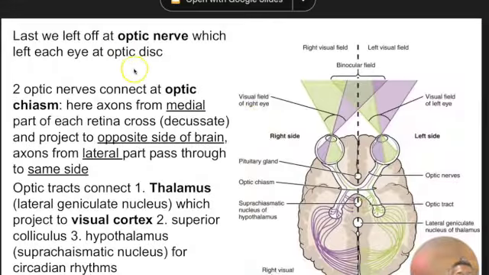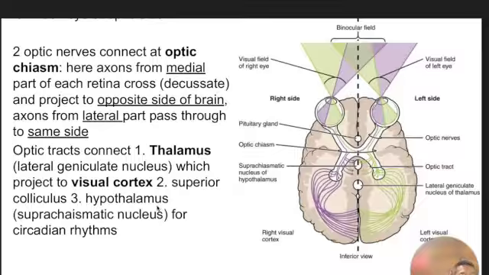Visual pathway, optic nerve connected at the optic chiasm. Remember, the optic chiasm is right here. Okay, so things go there, connect there, and go to the opposite side. Optic tracts connect to the thalamus. We saw the superior colliculi.